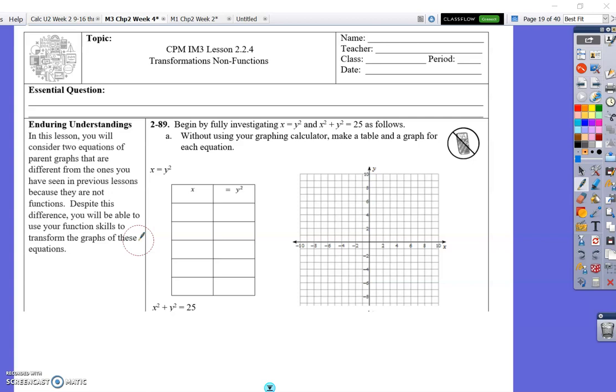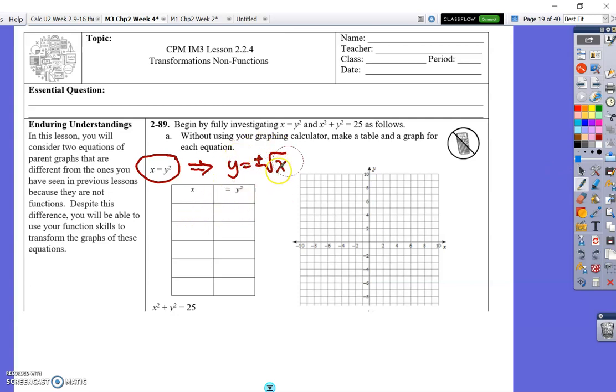So we're going to start with x squared equals y squared, and then we'll move on to x squared plus y squared equals 25. And we're going to not use our graphing calculator. We're going to try to make a table for this equation. And so we've kind of talked about this particular equation a couple of times. We're going to go ahead and rewrite this as y equals plus or minus the square root of x, because this is basically our parabola that opens a different direction.